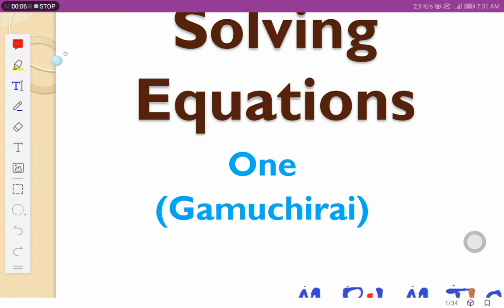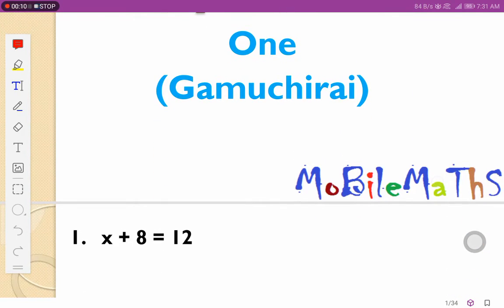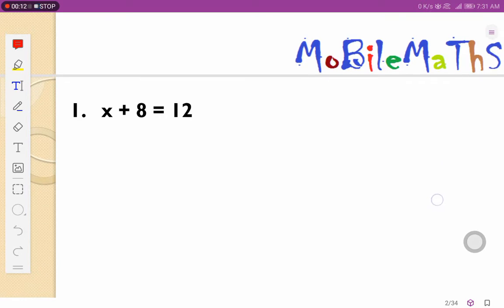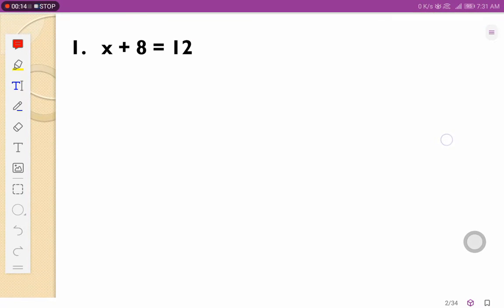Today I want us to look at solving equations. So I've got a couple of questions that I'll go through with you. Okay, so here is the first question. We've got x plus 8 is equal to 12, and we want to find the value of x. Basically, when they say solve these equations, we want to find the value of x. We want to find what is our x.